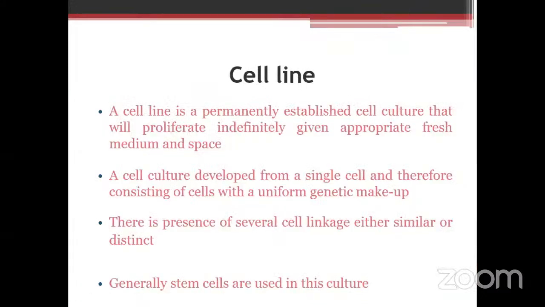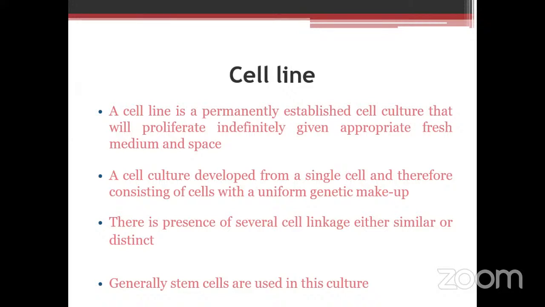A cell line is a permanently established cell culture that will proliferate indefinitely given appropriate fresh medium and space. That means there is no further differentiation. So it is established, and like tumor cells, they will proliferate indefinitely for longer periods of time, like HeLa cells. So they are cell lines, okay? Unless you don't give any media or the required appropriate conditions, they won't die. If you give appropriate fresh medium and space, they can divide any number of times.